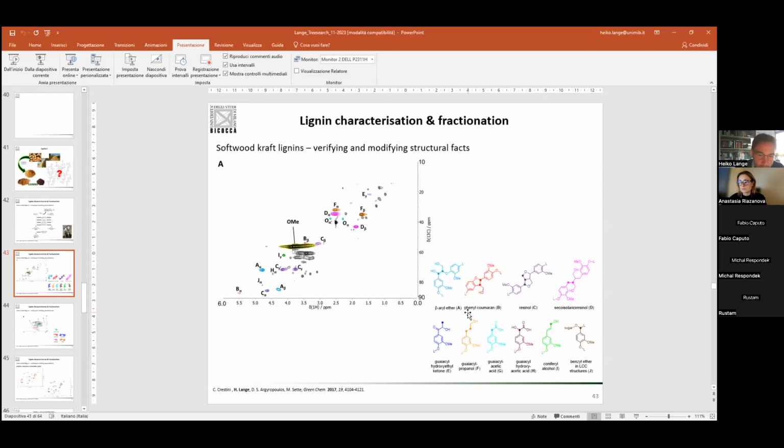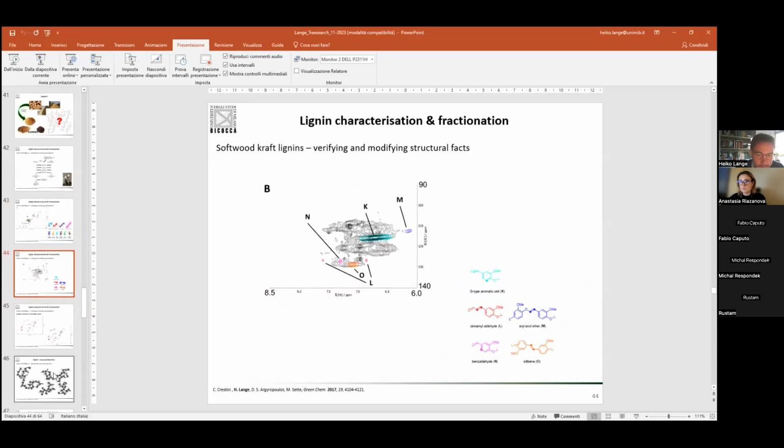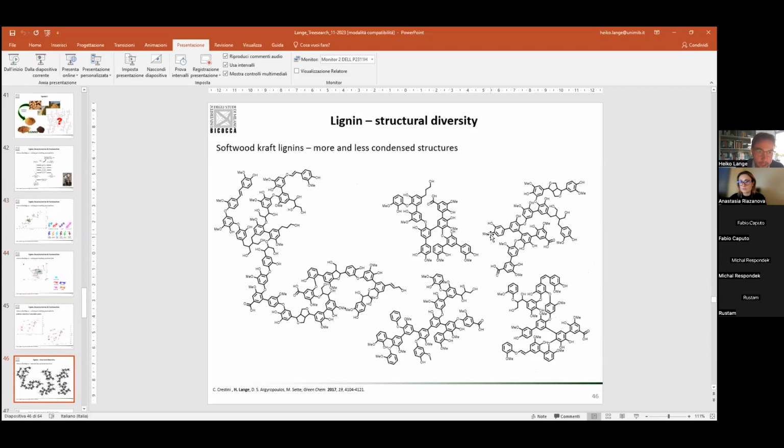So the structures that I show you now are a statistical representation of the functional groups identified and quantified via the HSQC. If I see, for example, 20% of this beta-O-4, then I try to come up with a structural proposal where I have 20% of this group, 10% of the other group, etc. I normally draw more than one structure in order to have at least an idea of how the different percentages from the quantitative analysis can be distributed in a structure.